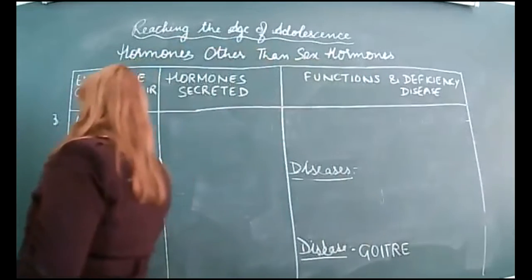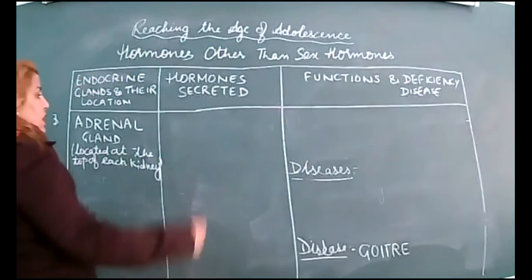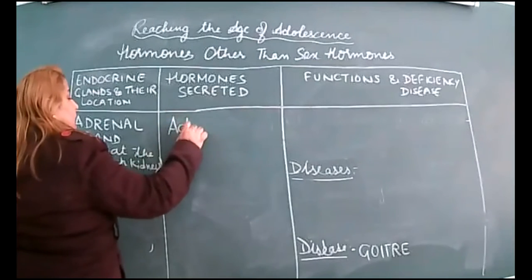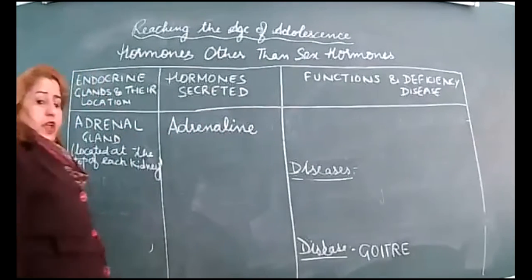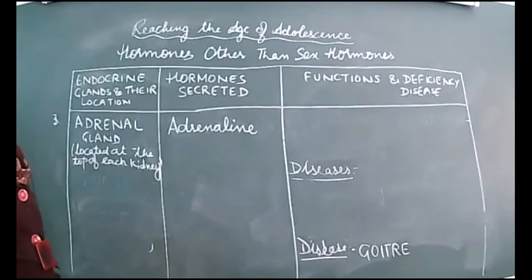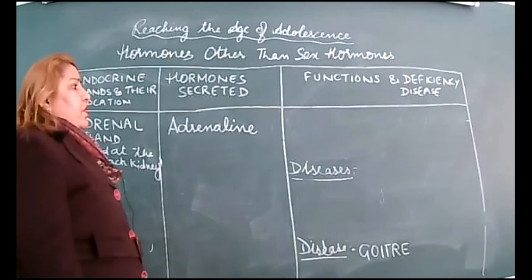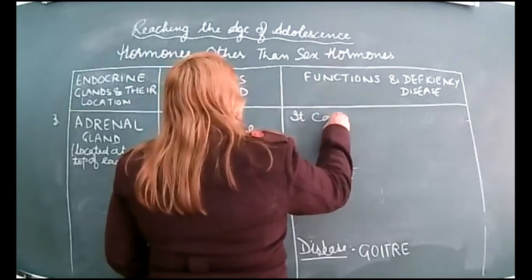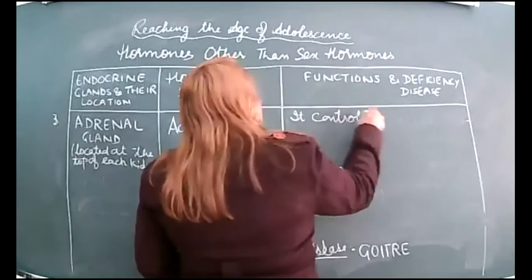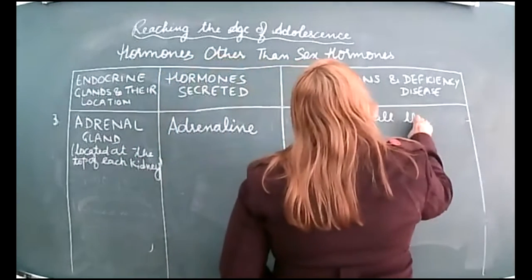Now write down which hormone is secreted by them. Adrenaline. Adrenaline is secreted. Okay. Now what is the function of this? It controls all the emotions.